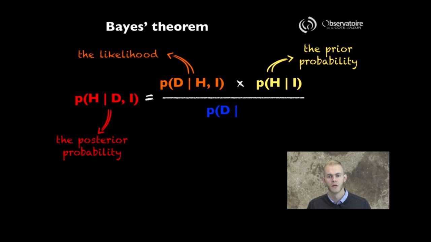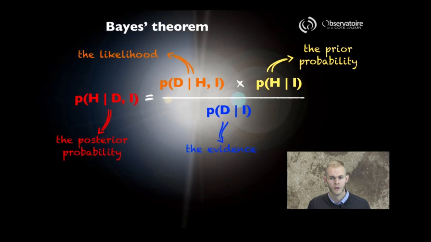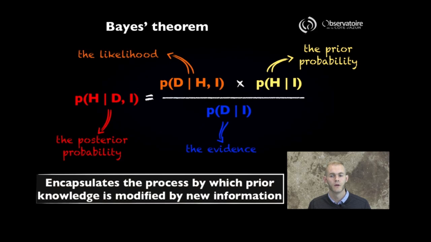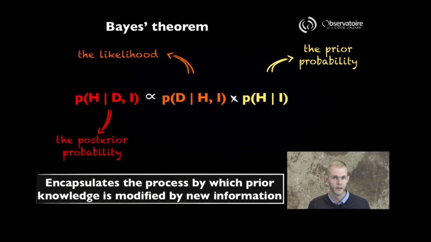And all of this is normalized by something that is called the evidence, which is a probability that in a way is like a constant because it does not depend on the hypothesis. Which means that in practice, we actually are not going to bother with that term at all. We're going to simplify it and eliminate it and replace the equality by a proportionality sign. And so we end up with the posterior probability being proportional to the likelihood and the prior probability function.